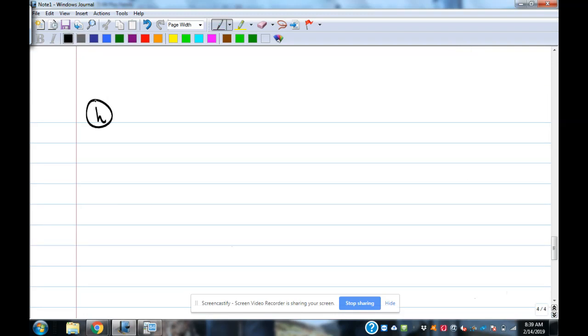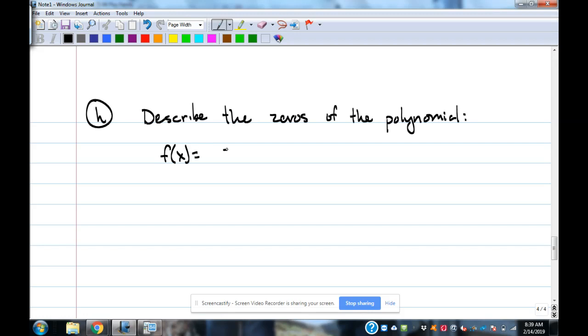Look at number 8. Another describe problem, but not of transformations. Describe the zeros of the polynomial f of x equals 5 parentheses x minus 2 parentheses x plus 4 squared parentheses 2x minus 3 cubed. Describe what's going on with the zeros. What are zeros of a polynomial? What's another name for that? A synonym for that?